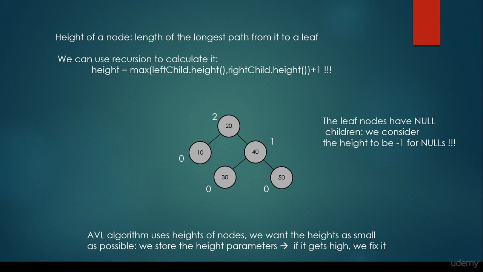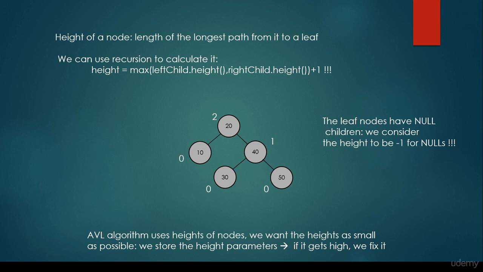It is basically the length of the longest path from this given node to a leaf node. So we can use a recursive formula to calculate the height of a given node. The height is going to be equal to the maximum of the height of the left child and the height of the right child, incremented by 1. So for example, we have this tree-like structure.